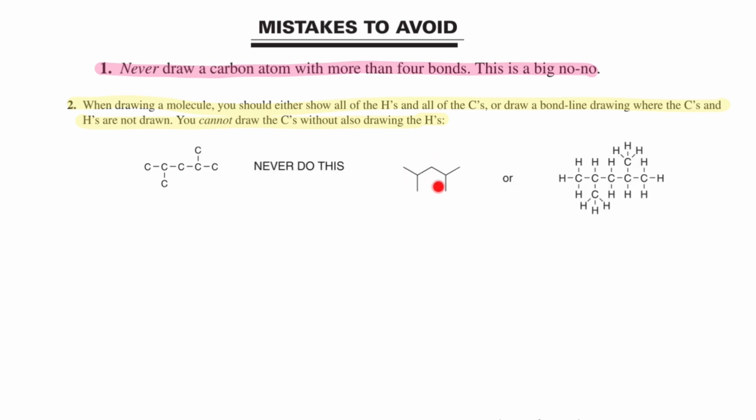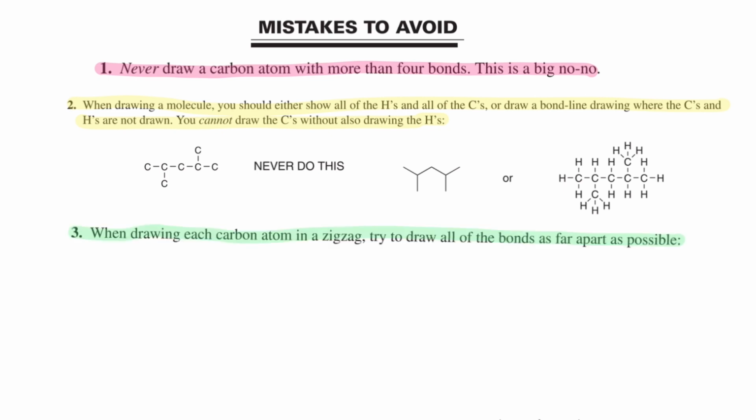This is called a bond line notation, and this is called a complete Lewis structure. In the bond line notation, only the carbon skeleton with the bonds is represented. Here, in the Lewis structure, all carbon and all hydrogen atoms are shown. We can draw either representation, but in bond line notation only the bonds are represented, with no carbons and no hydrogens. Hydrogens are represented only when bonded to a heteroatom.